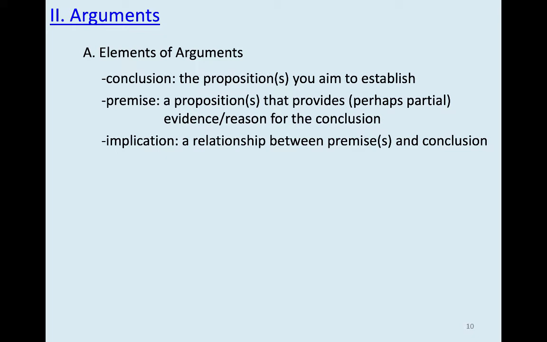There's also one further element in an argument, which is the implication relationship. Implication is a relationship between the premises and the conclusion. The premise or premises together imply the conclusion if the argument's good, and they fail to imply the conclusion if the argument's bad.